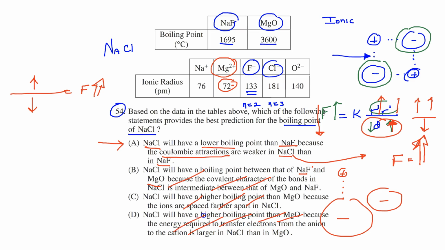It can't. Okay, and they're talking about transferring electrons. They're talking about a chemical reaction. Boiling is a phase change from a liquid to a gas, and phase changes are not chemical. This is talking about a chemical reaction. Okay, so A is clearly the correct choice. A really good review of Coulomb's law. 54 is A. On to 55.